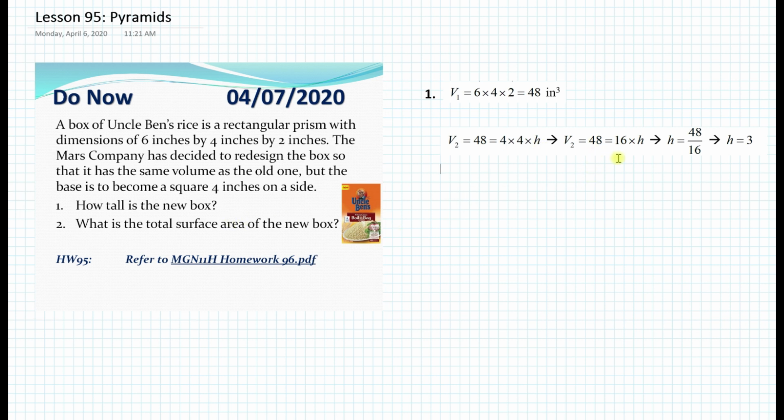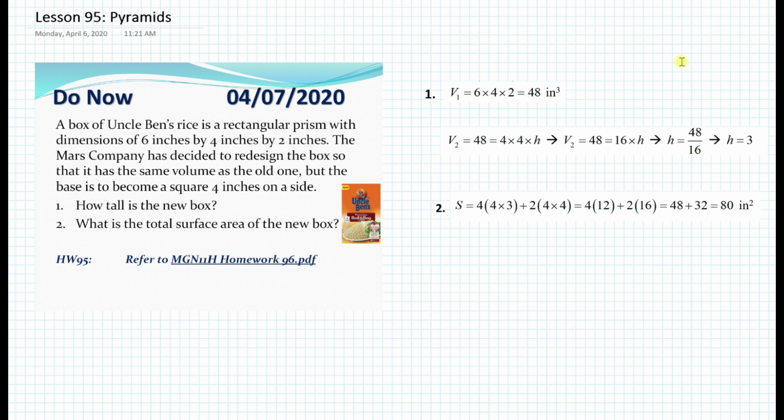So if you do the math, you end up with 48 equal to 16 times h. Therefore, h is 48 over 16, and the height of the new box is going to be 3 inches. So for the second part, all we need to do is find the individual surface areas and add them all up. So in this case, we have 4 times 4 by 3, which accounts for the sides and the height. And then we have 2 times 4 by 4, the two sides in the front and the back, which is going to give us a total surface area of 80 inches squared.